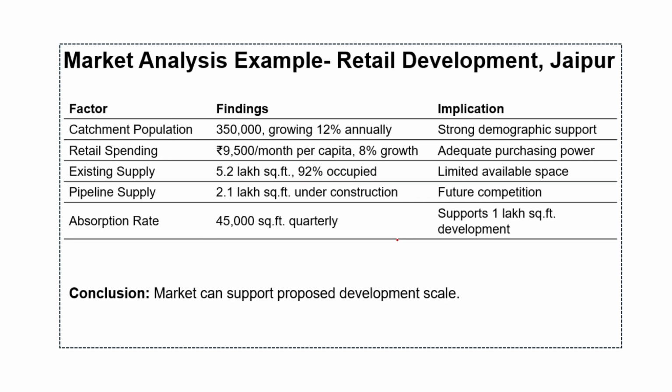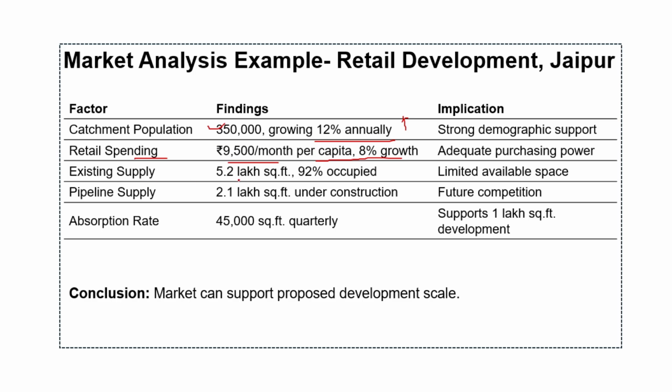Then let's take this case. Here we can see that we have a catchment population of 350,000 growing 12% annually. So we have good growth, right? And we have retail spending of 9,500 per month per capita. That is decent, and there is an 8% growth in that.